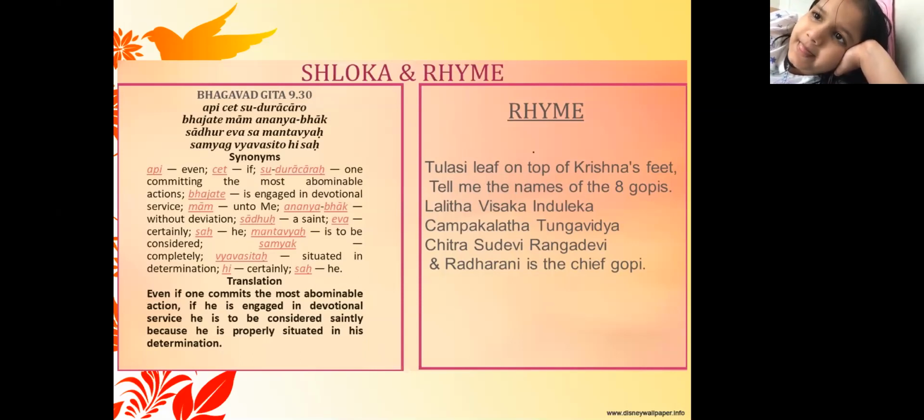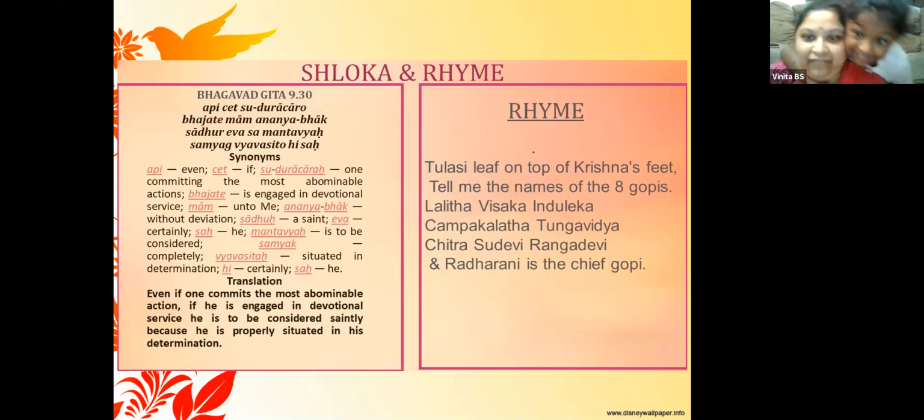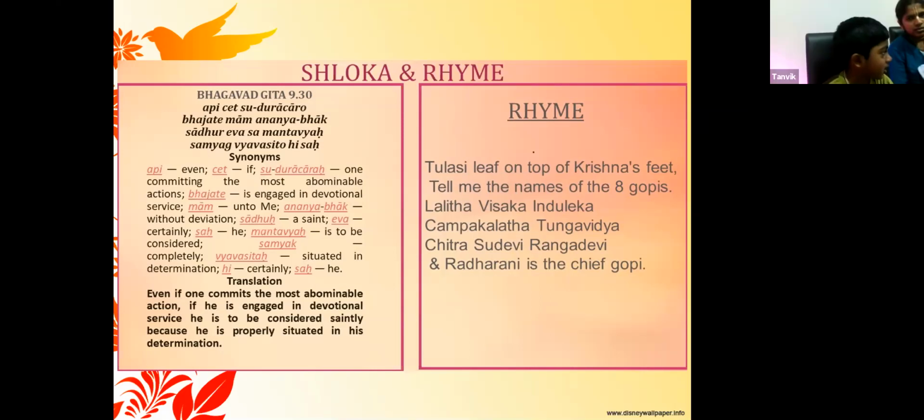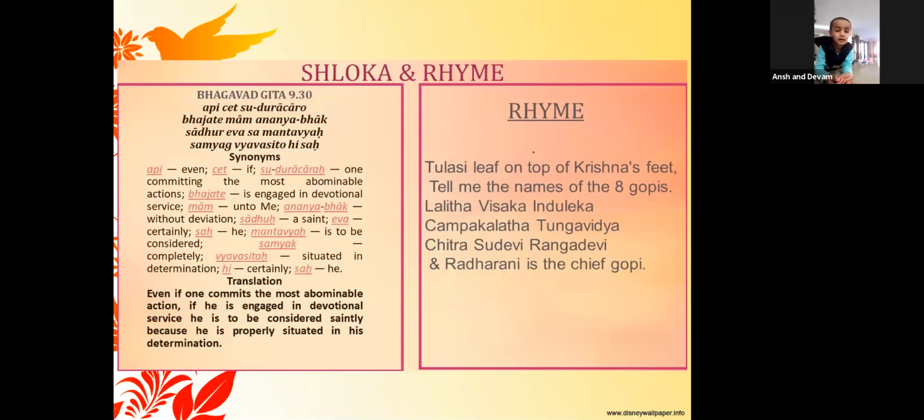Okay, one more time, okay? Tulasi leaf on top of Krishna's feet. Tell me the names of the 8 gopis. Lalita, Visakha, Sampakalata, Tungavidya.